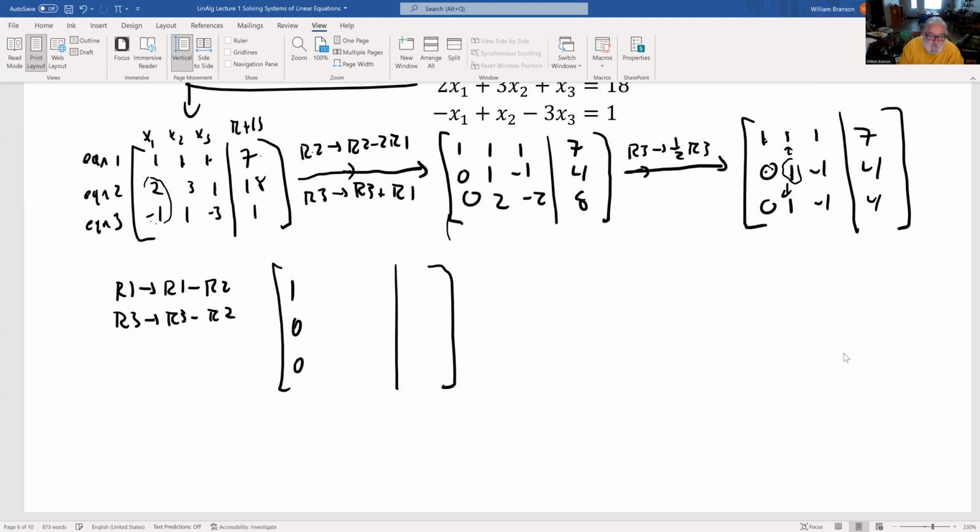1 minus 1 is 0. 1 minus minus 1 is 2. And then, move this up here a little bit, 7 minus 4 is 3. We leave the middle row alone, 0, 1, minus 1, 4. And now row 3 is row 3 minus row 2. So 1 minus 1 is 0. Minus 1 minus minus 1 is 0. 4 minus 4 is 0. Right? And there's really nothing else I can do. This is in row reduced form. Row of 0s is at the bottom.